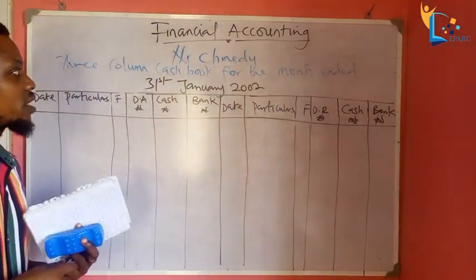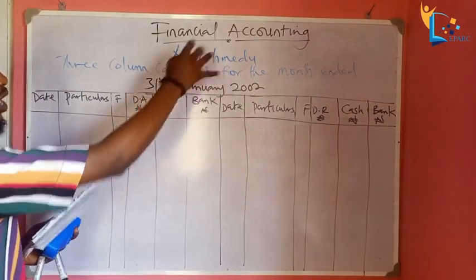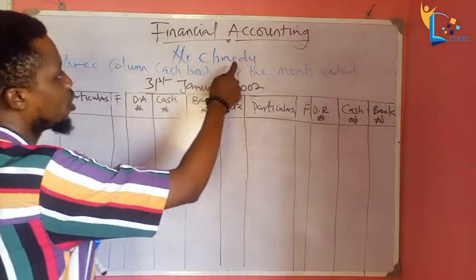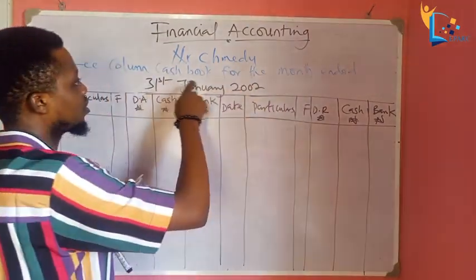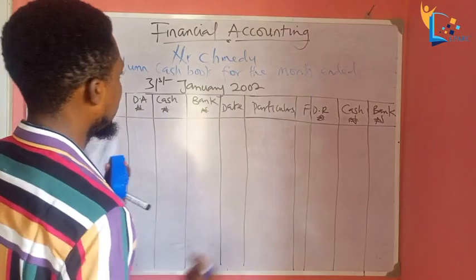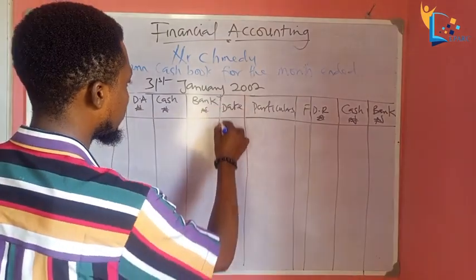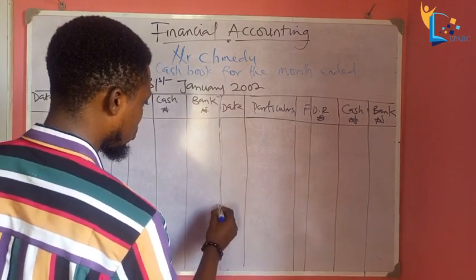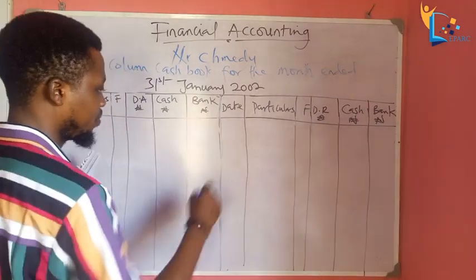All right, so this is the 3-column cash book. This is how your heading should look: Mr. Chinedu, 3-column cash book for the month ended 31st January 2002. At the middle, you separate with a thick line. Use a thick line for the middle.